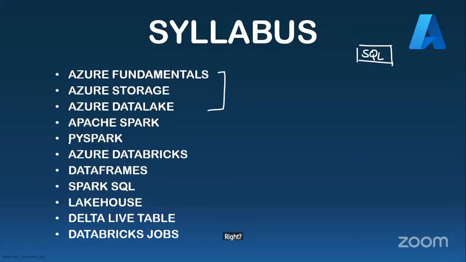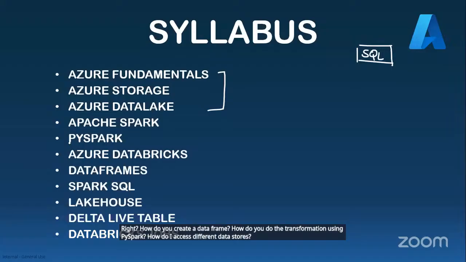What is PySpark? How do you read data? How do you write data, right? How do you create a data frame? How do you do the transformation using PySpark? How do I access different data stores? Everything we'll do in the class from scratch, right?